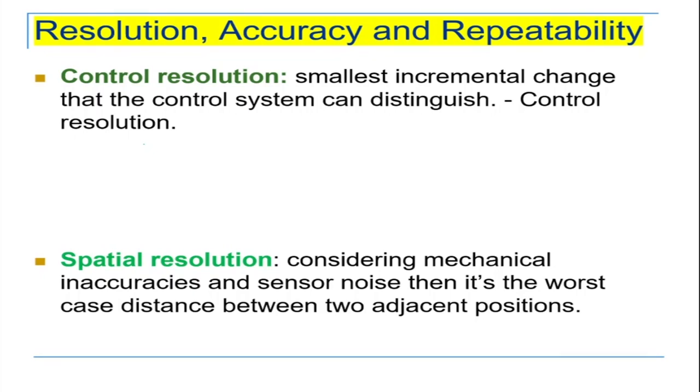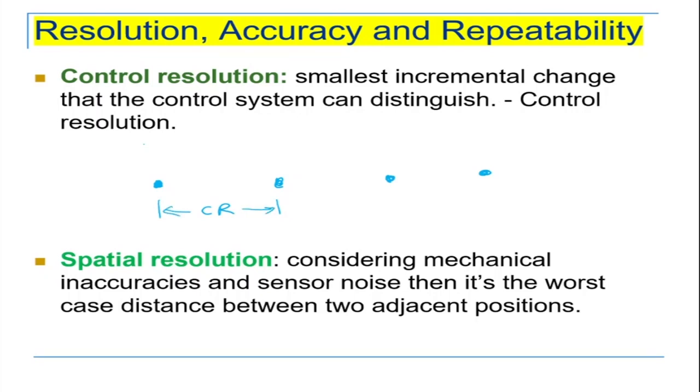So let's see how we specify a robotic system. The first term is the control resolution. The smallest incremental change that the control system can distinguish is called the control resolution. So as I explained, there is one point here, another point here, another point here, another point here. These are points where the robot can go. It cannot go anywhere in between. Now this may be because of the encoder problem we saw, the blind region in the encoder, or because of the memory resolution, or the memory limitation. So it can go here and it can go here, and this much distance is called the control resolution.